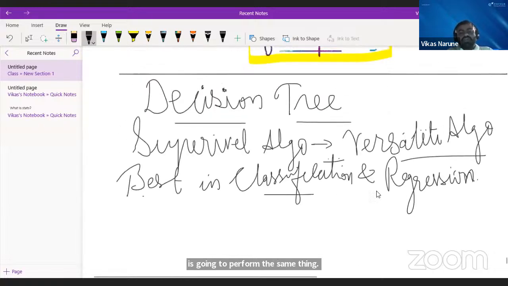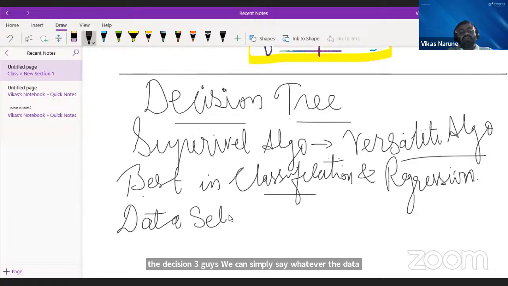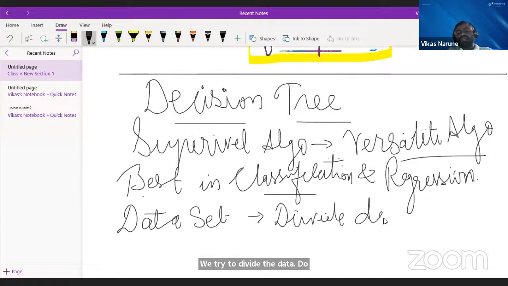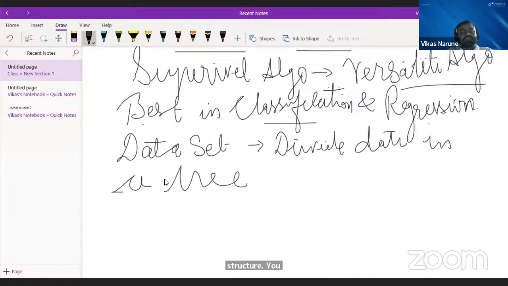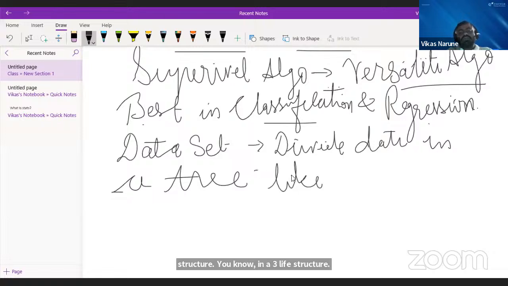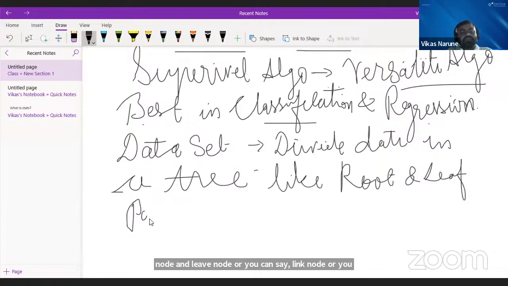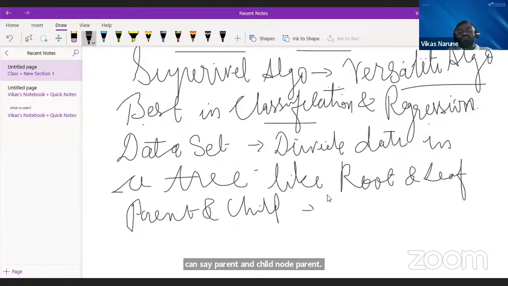Now, when I talk about the decision tree, we can simply say that whatever data set we have, we try to divide the data in a tree-like structure, just like root node and leaf node, or you can say parent and child node, up to a certain depth. How deep should we create this tree?